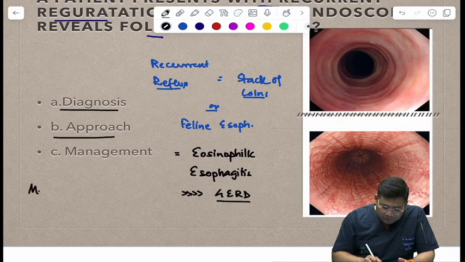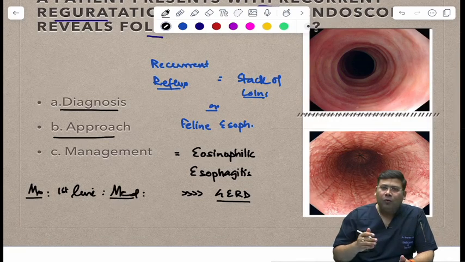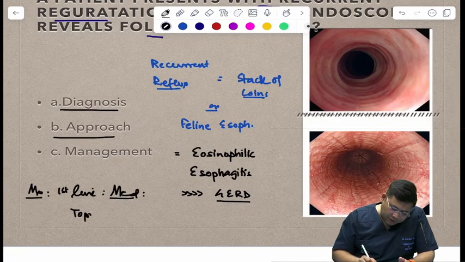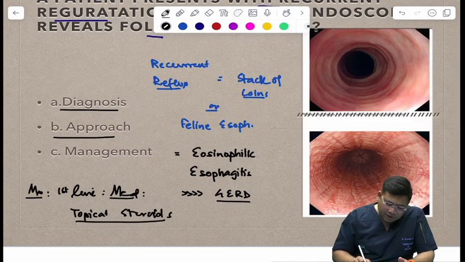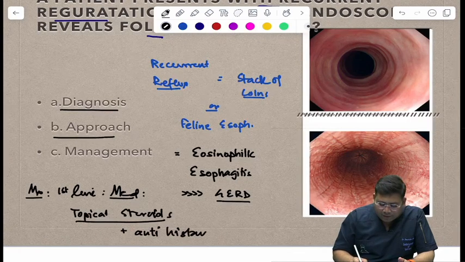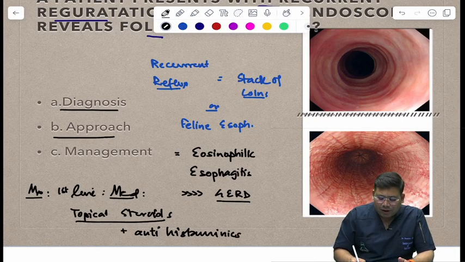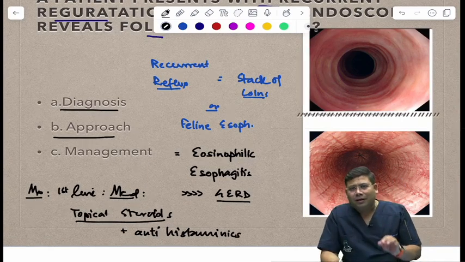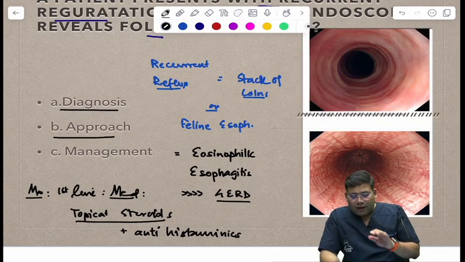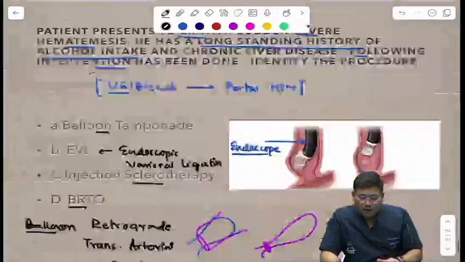When we talk about the management, the first line is medical management. And what is the medical management? You have to go for topical steroids. Topical steroid is the classical management that we have, and along with that we'll also go for antihistaminics. Surgery is not done for the feline esophagus in the early stage. So feline esophagus or eosinophilic esophagitis.